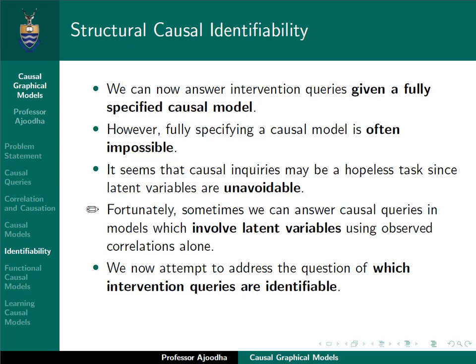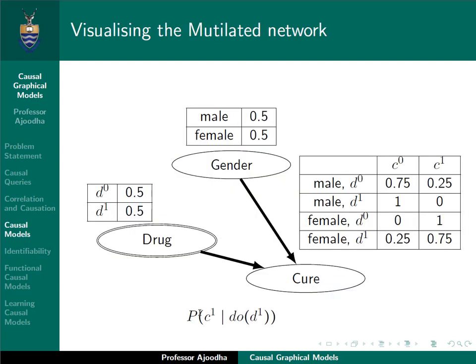Identifiability asks whether a causal query can be expressed entirely in terms of observable probabilities. If it can, then we can estimate the causal effect from the data. If not, then the causal effect is not identifiable without additional assumptions. Looking at the previous scenario here, we have this particular causal query. So the question is, can we calculate this?